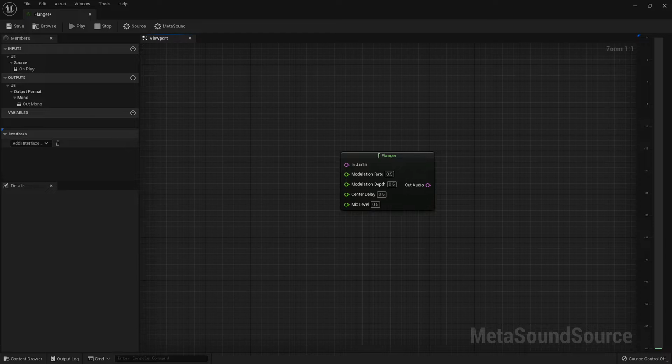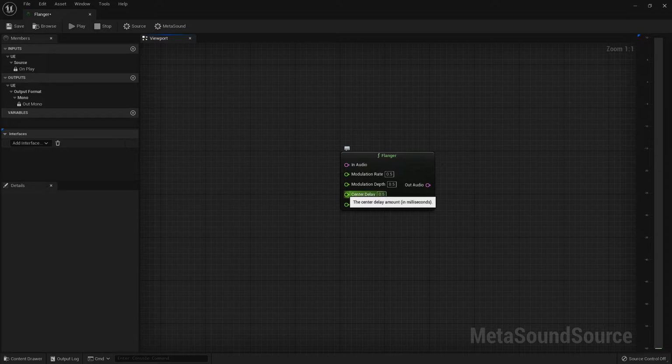On the node itself, we have a few controls to adjust this effect to taste. The first input we have is our modulation rate. This controls the speed of that back and forth delay sweep. The modulation depth controls the range of the back and forth motion. The center delay controls how much delay time there is between the original audio signal and the duplicated audio signal. You can also think of this as the midpoint of that back and forth sweep.